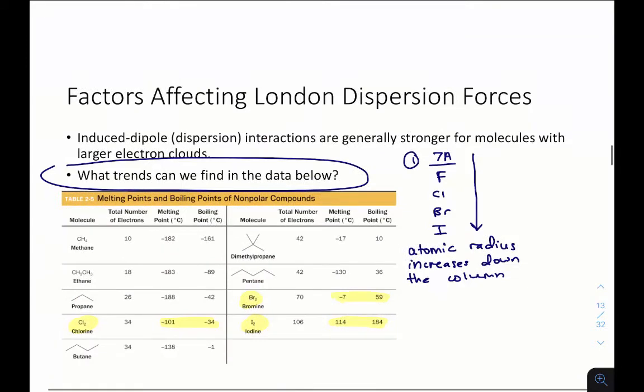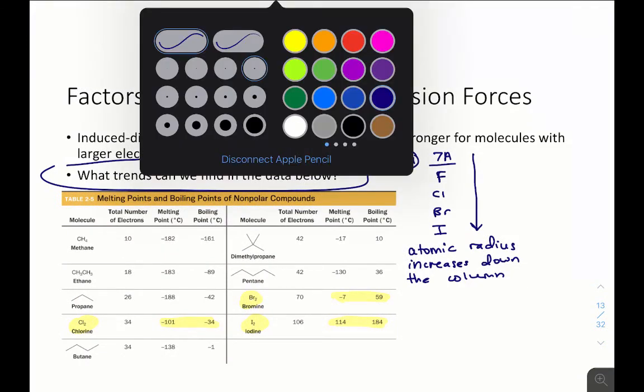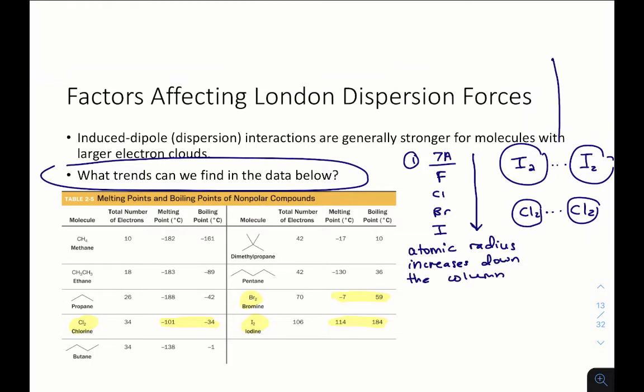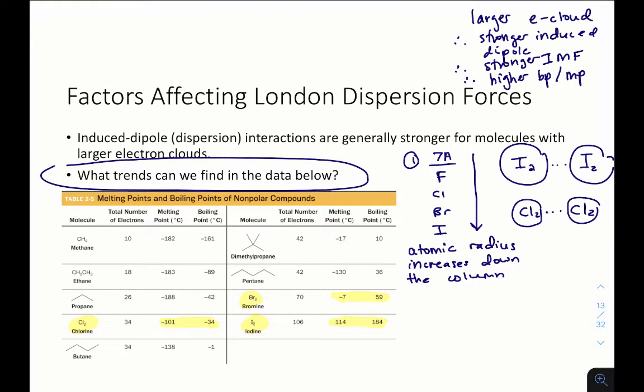From this data, we can conclude that as the size of the molecule increases, so does the strength of the intermolecular force of attraction between these molecules. In other words, two iodine molecules having bigger electron clouds than two chlorine molecules will experience stronger London dispersion forces, stronger induced dipoles. Along with those stronger intermolecular forces of attraction come higher boiling points and melting points.